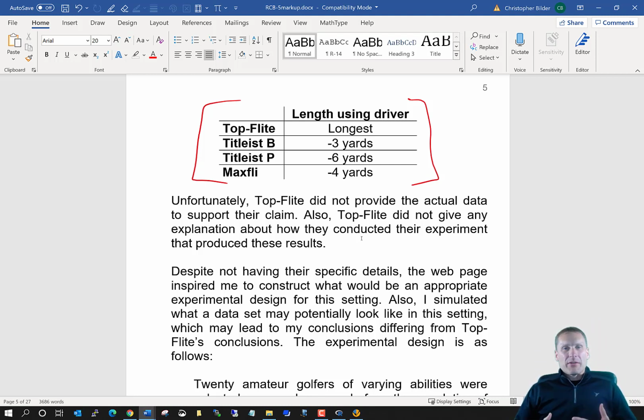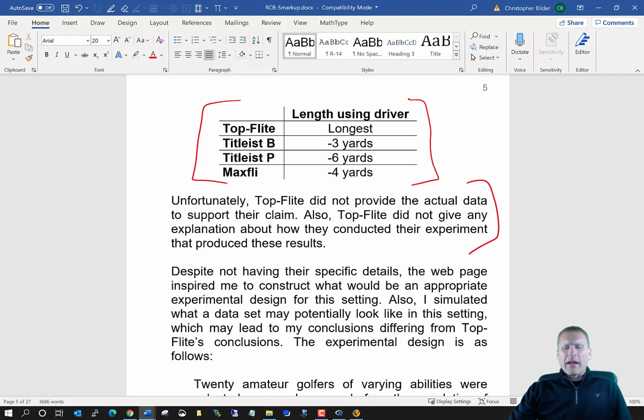there's going to be variability every time that you hit the golf ball. It could also be due to weather too, like wind speed. So I would imagine what this website was talking about was on average what the distance would be. And unfortunately, this website didn't actually provide any data to support their claim. And they didn't give an explanation of how they came up with this information. How did they perform an experiment?